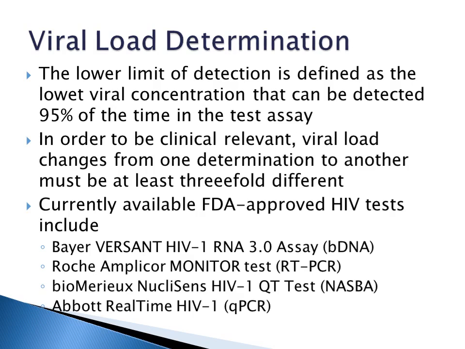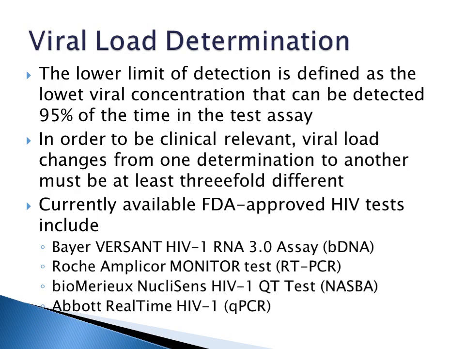Lower limit of detection is defined as the lowest viral concentration that can be detected 95% of the time in the test assay. So in order to be clinically relevant, the viral load changes from one determination to another have to be at least threefold different.